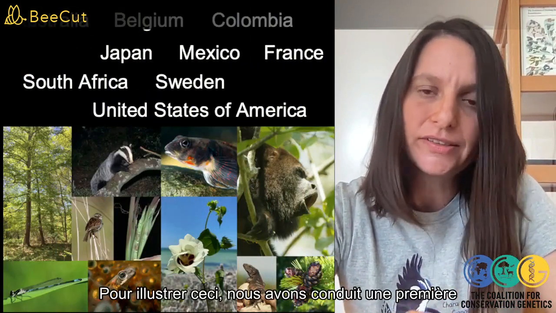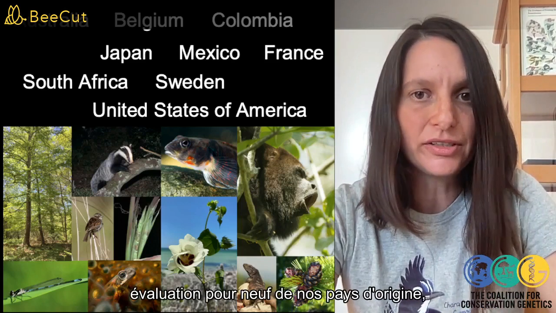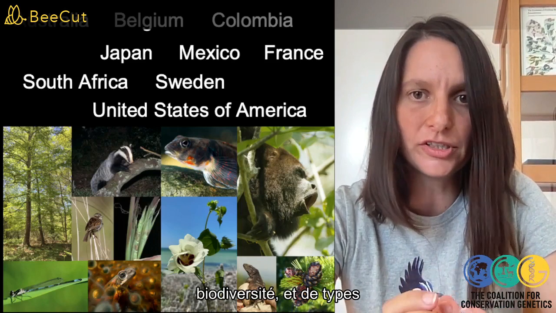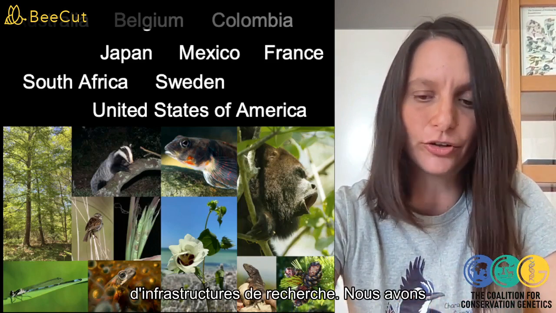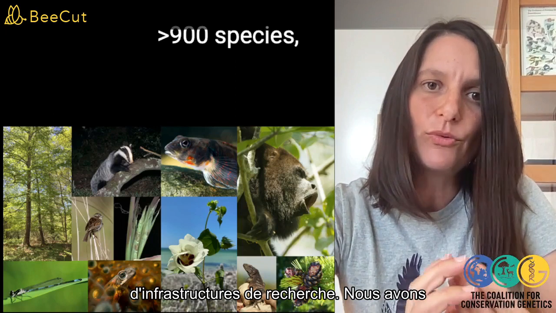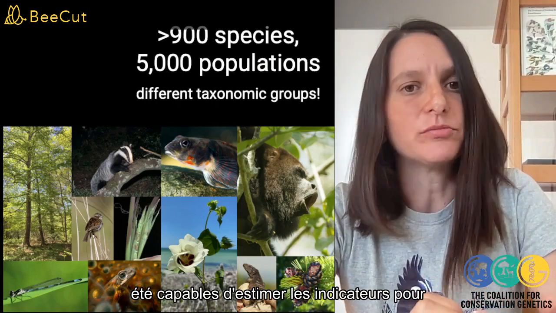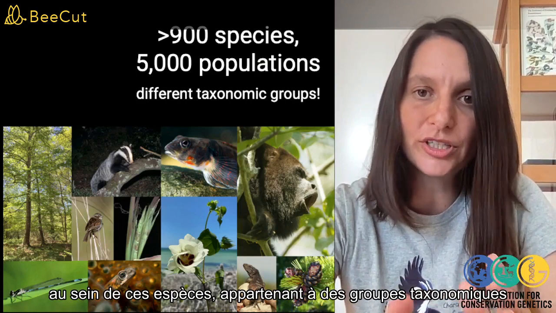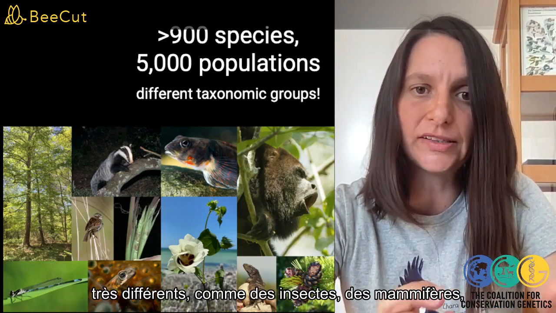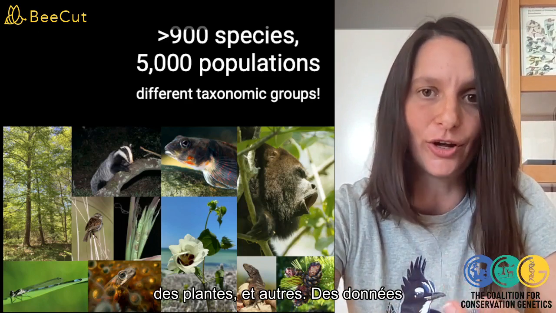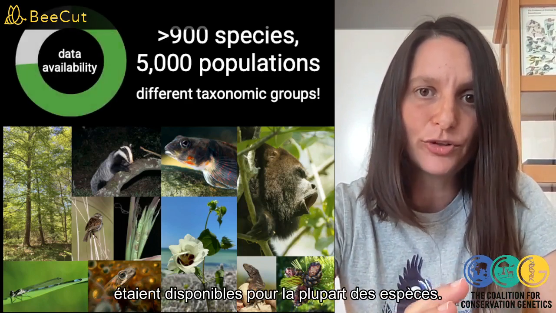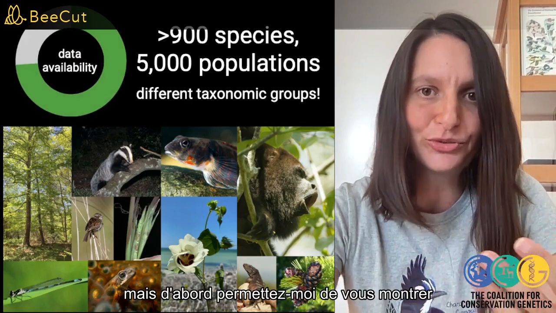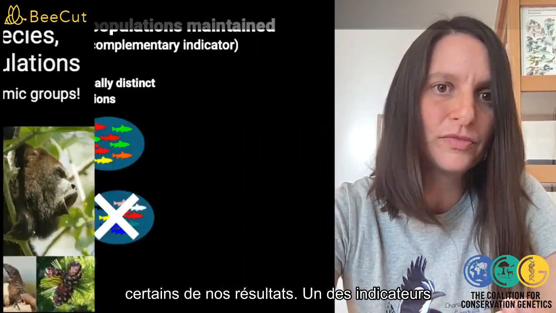To illustrate this, we undertook a first assessment in 9 of our home countries, which are very different in terms of biodiversity and the type of research infrastructure. And we were able to estimate the indicators in more than 900 species with 5,000 populations within them of very different taxonomic groups, including insects, mammals, plants, and so on. Data was available for the majority of the species. I will tell you more about that later, but first let's see some of the results.